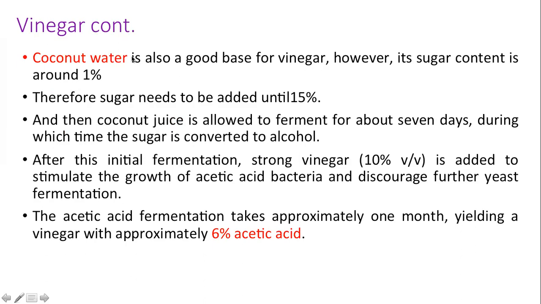If it is coconut sap, the sugar level is much higher. But if we use coconut water, the sugar content is low. So we need to add some extra sugar to provide raw material and food for those microbes. If not, it is a very slow process because they don't have much food. It means no sugar. So we have to add some extra sugar when we use coconut water in producing vinegar, right?